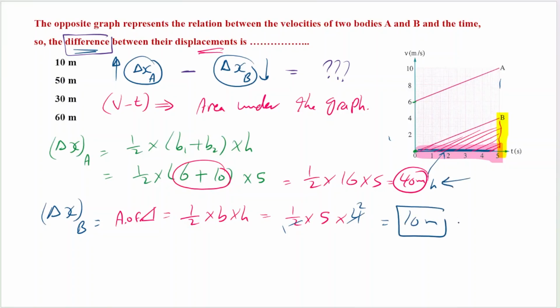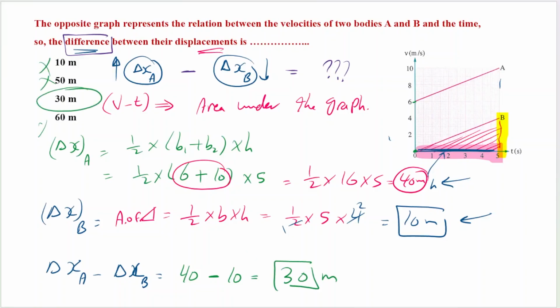This is not the answer, and this is not the answer. We need just the difference between the displacement covered by A and the displacement covered by B. The displacement covered by A is 40. The displacement covered by B is 10. So the difference between them is 30. This is the answer. So the answer is C.